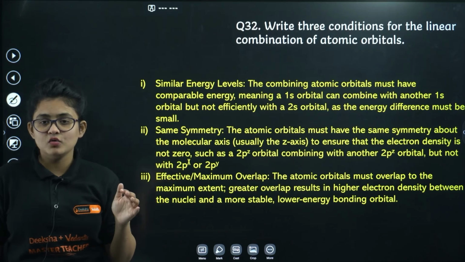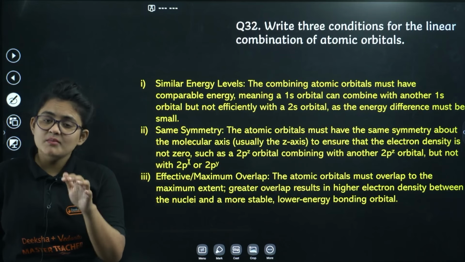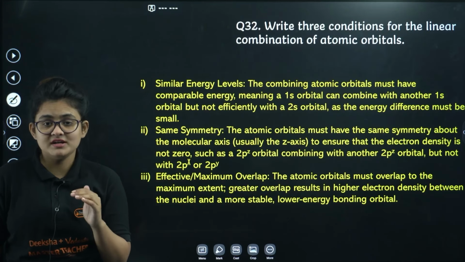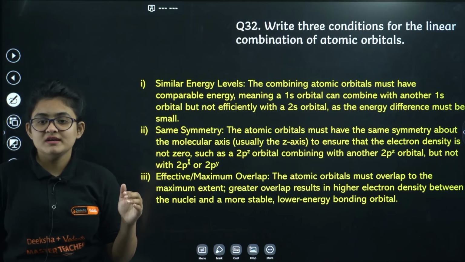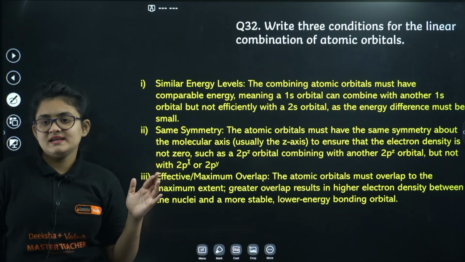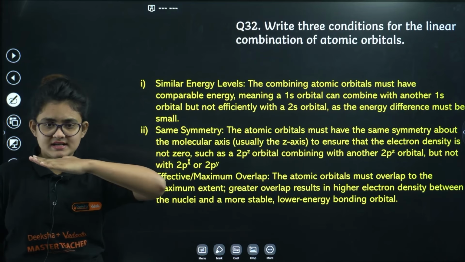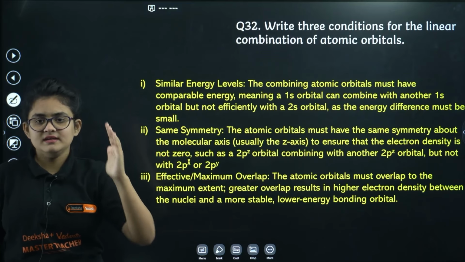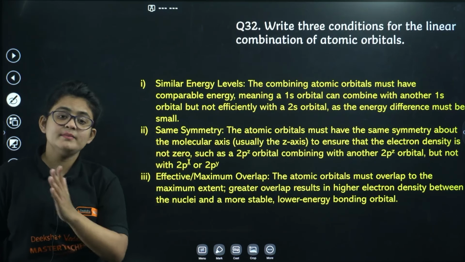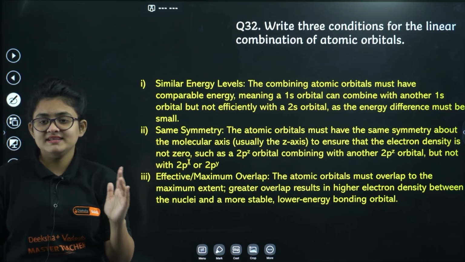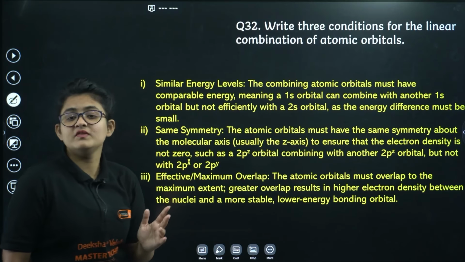Whenever two orbitals are combining or overlapping, let's say one 1s, it can combine with another 1s only efficiently, because they are of same energy. Next is same symmetry. Same symmetry in the sense, let's take an example. If you take z axis as the molecular axis, then px and py can combine with another px and py because they are parallel, they are lateral to each other. As a result of this, you can see the overlap will be prominent.